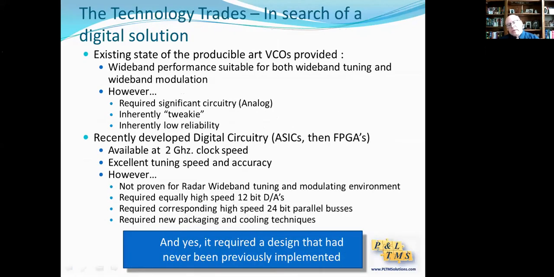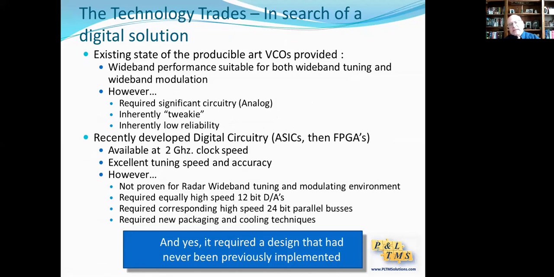So the team, we actually broke ourselves into two teams. We had a team of older engineers that were going down a path of designing this with state-of-the-art VCOs, voltage control oscillators. At that time, hyperabrupt.